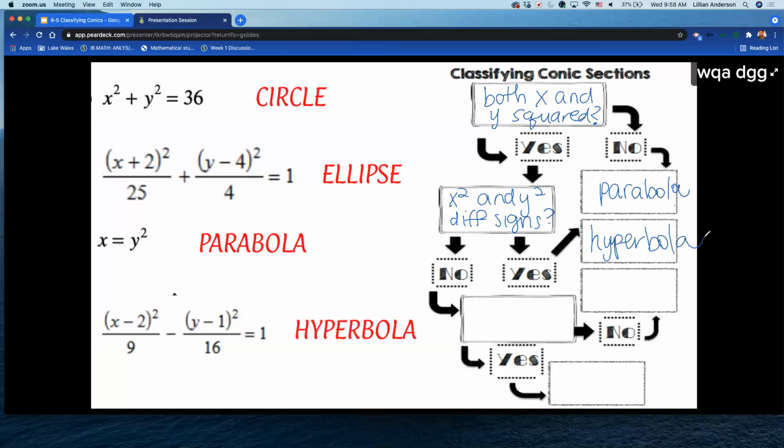But if they're not, then that leaves you with, okay, this either is going to be a circle or an ellipse. Again, I'm not talking about from standard form. I'm talking about from that long expanded form, okay? If the x squared and the y squared do not have different signs, they're both positive, then you need to look at the coefficient, okay? Is the coefficient of both your x squared and y squared equal? Because if they are equal, it's a circle.